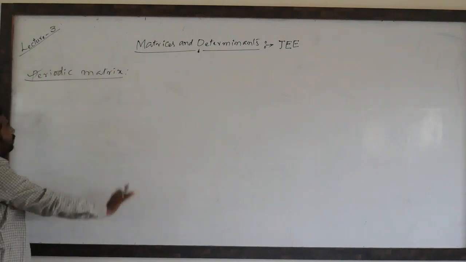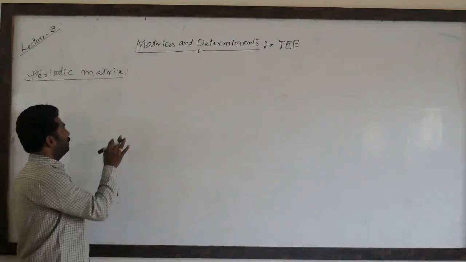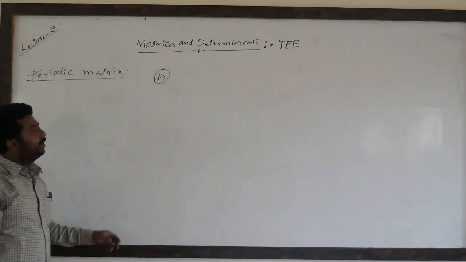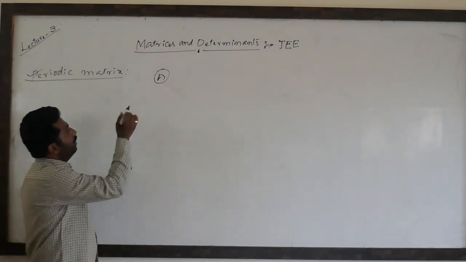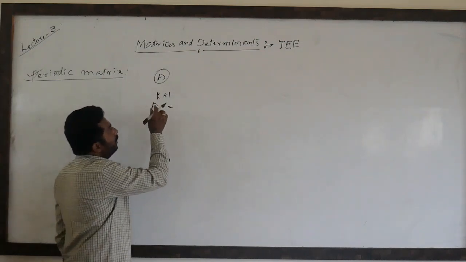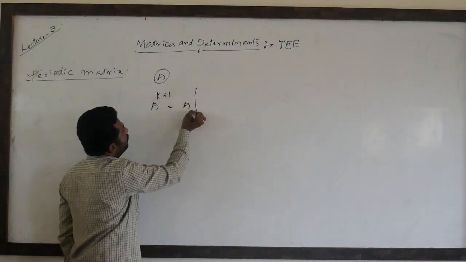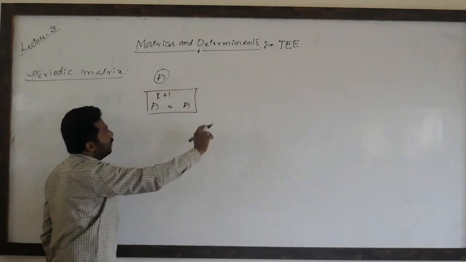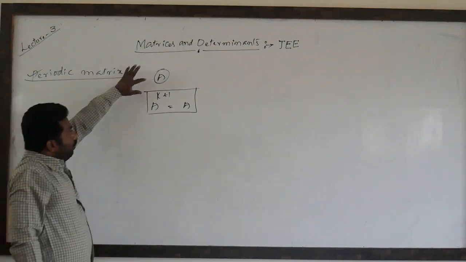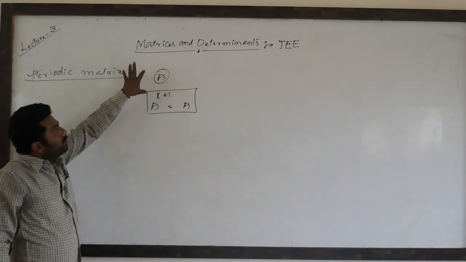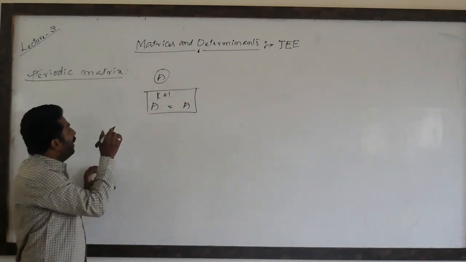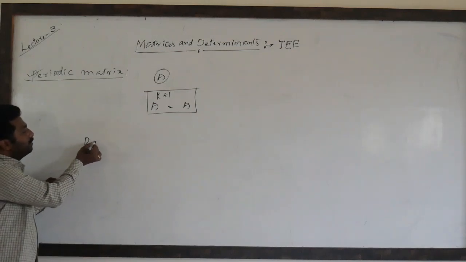Next definition, periodic matrix. One square matrix A is said to be periodic if A to the power k plus 1 is again A. That is the periodic matrix. What is k? The least positive integral value is k. So k is called the period of the matrix.